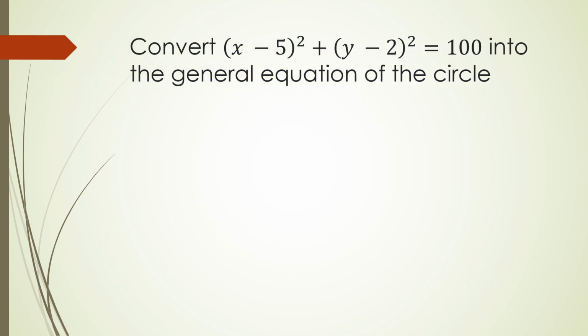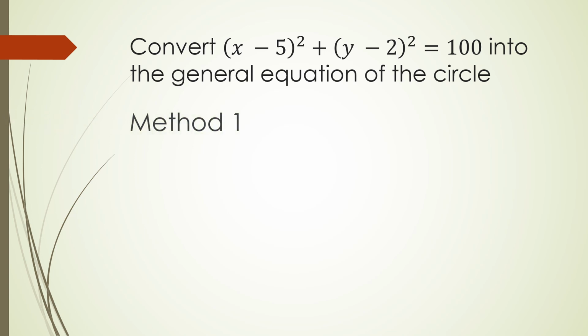Let us have this example. Convert (x - 5)² + (y - 2)² = 100 into the general equation of the circle. So in this given example, we are given an equation of the circle which is in its standard form. So we are asked to convert it into general equation. There are two ways on how we could convert this standard equation into its general equation.